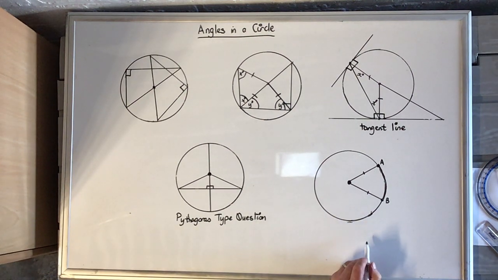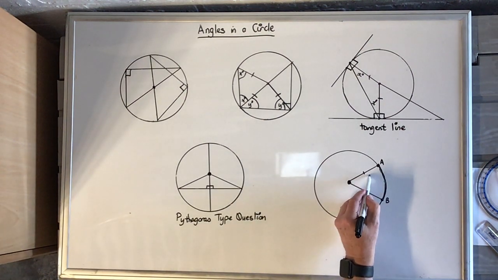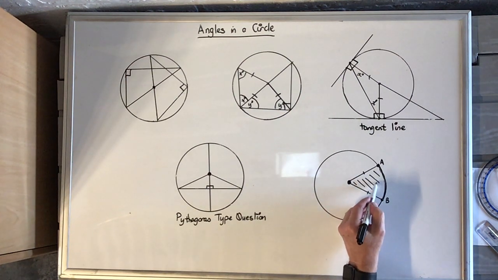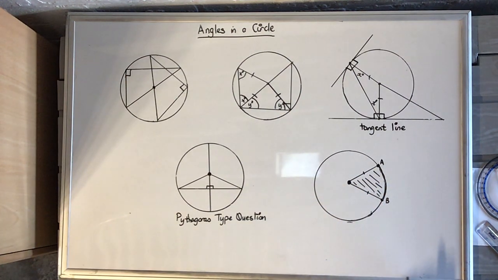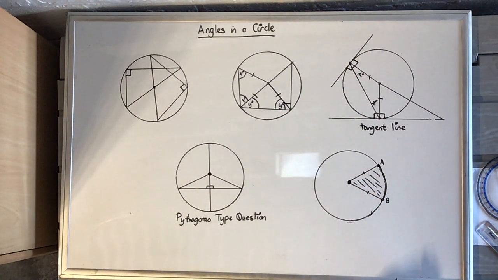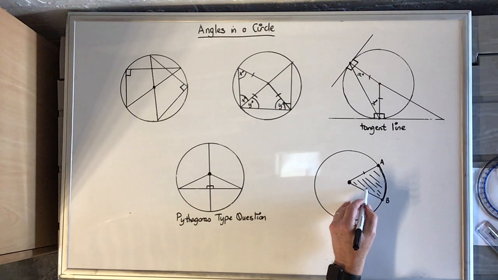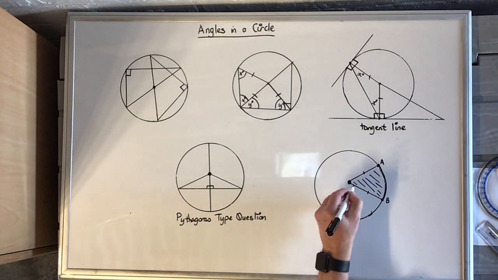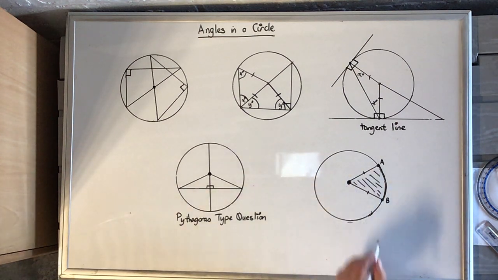Other things you can be asked to find is the area in here, area of this sector. It's called a sector. So if I was to find the area in there, then it would be find the area of this sector. And this is the minor sector, other side would be the major sector. But I just want to point out the connection between these things.